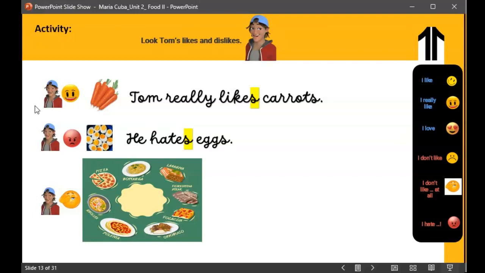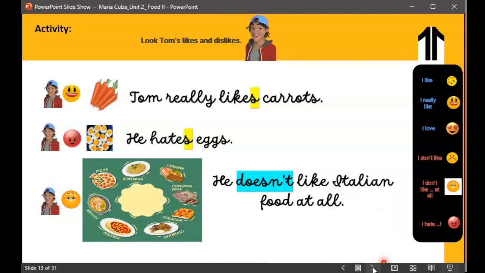That's good. And finally, what about the last one? Pablo, can you help us with the last one? Can you help us with this sentence? Can you read the sentence? Tom doesn't like Italian food at all. Perfect. Thank you very much, Pablo. And don't forget about the capital letter for Italian, okay, for Chinese, for Japanese. Don't forget the capital letter.